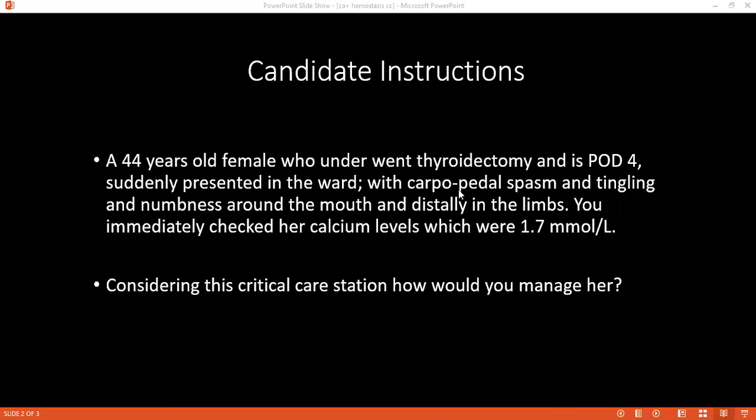Can you please tell me what is the normal function of the parathyroid glands? The parathyroid gland activates vitamin D, and it causes calcium absorption from the gut and renal tubules, and increases osteoclastic activity of the bones. These are the three functions.